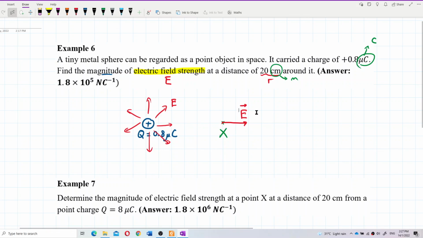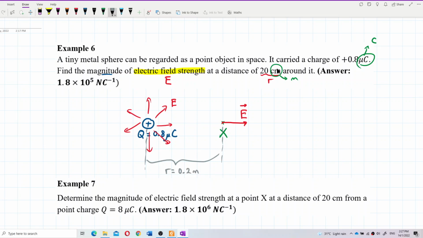And to calculate here, I give you the distance. From the positive charge up to the point, the distance is 20 centimeter away. Changing to meter, it is 0.2 meter.